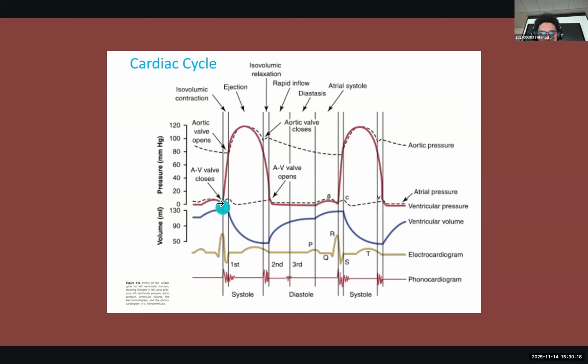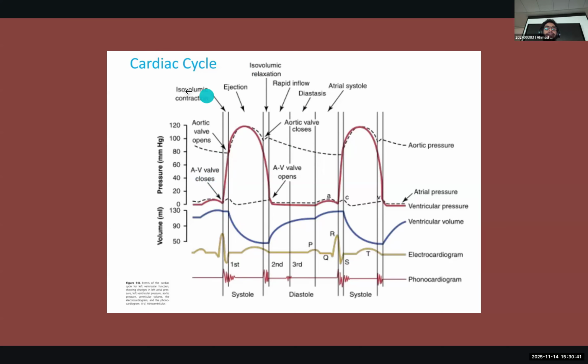The point in which the pressure, of course, here is the labeling: ventricular pressure, atrial pressure, and so on. So at this point, when the red graph exceeds the dotted graph, we've got the AV valve closure. Let's say the mitral valve closed, and the pressure is now higher in the ventricle. After that, the ventricle is going to contract, and the ejection starts.